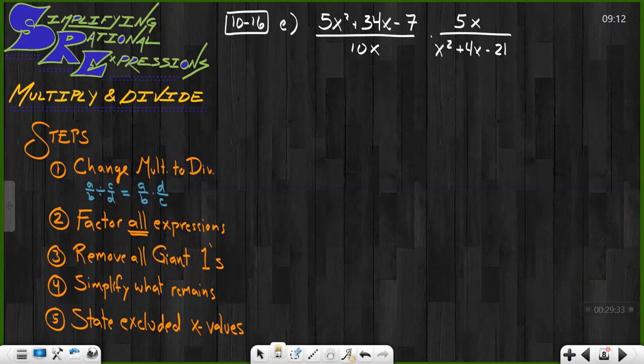I'm going to have to do this top one off to the side here because it is not a special case, no GCF. I'm just going to have to use my diamond problem and generic rectangle in order to do this one.